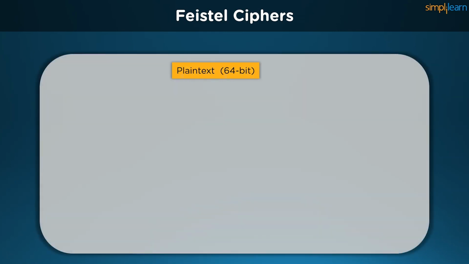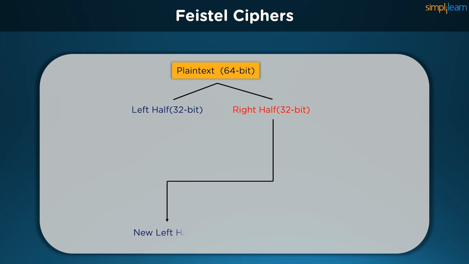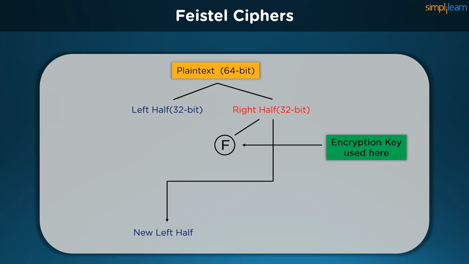To understand how the blocks are being calculated, we take a plaintext which is 64-bit and that is later divided into two equal halves of 32-bit each. In this, the right half is immediately transferred to the next round to become the new left half of the second round. The right half is again passed to a function which uses an encryption key that is unique to each round in the Feistel cipher.